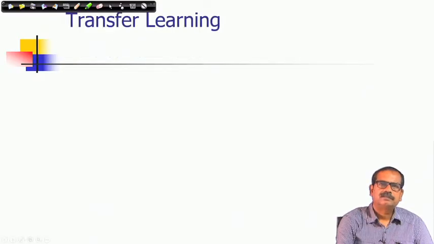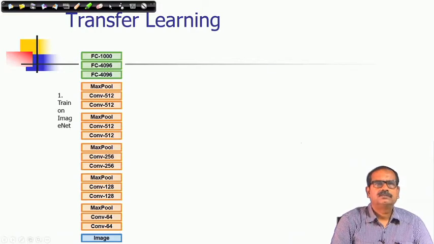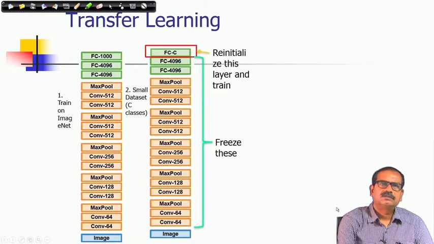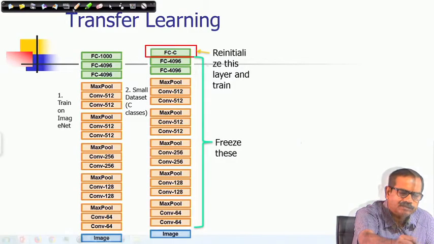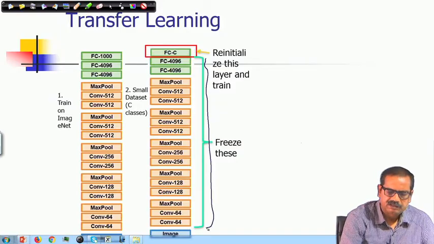The example I will provide is this: say you train a particular network on the ImageNet data set. Here we have shown a few convolution layers and then fully connected layers given the image, and it also shows the number of channels, etc. Now, for your small data set, you fix this portion. This is your feature representation, and the whole feature representation is fixed.